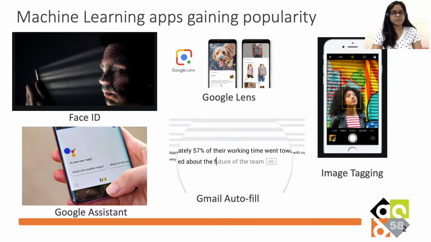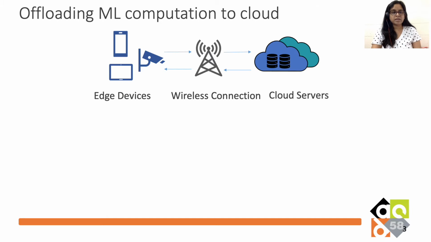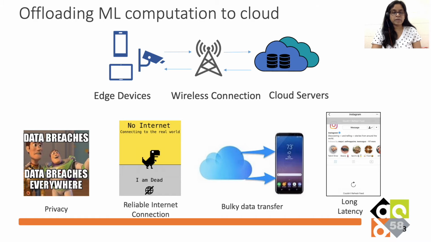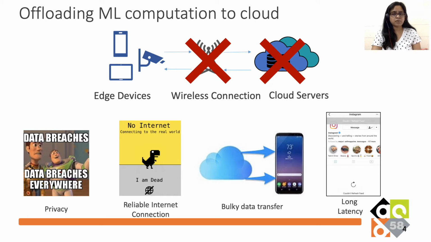Machine learning is present everywhere, like in Face ID, Google Lens, Gmail autofill, and so on. At present, mobile apps offload machine learning computation to the cloud server. However, offloading to the cloud server leads to many problems, like privacy, the need for a reliable internet connection, and bulky data transfer leading to longer transmission latencies. Hence, this option of offloading is not very sustainable.